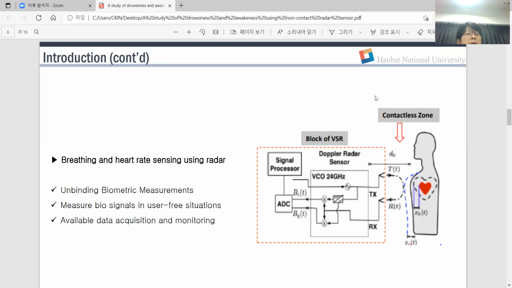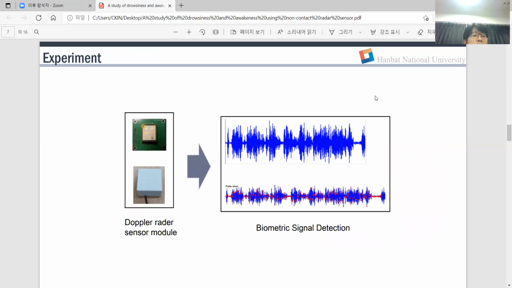This paper aims to detect drowsiness by extracting respiration and heart rate data by combining the Doppler radar technology among radar technology with a non-contact biosignal sensor. This is the Doppler radar sensor module used in this test.